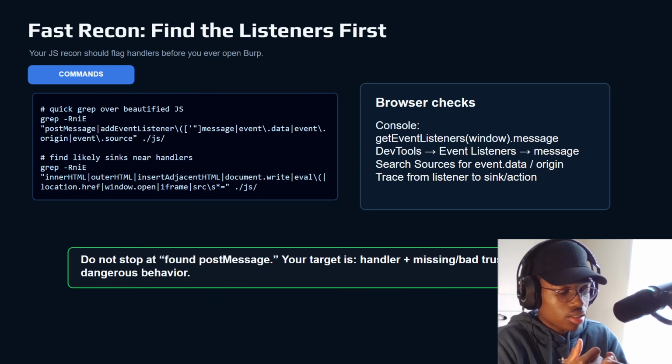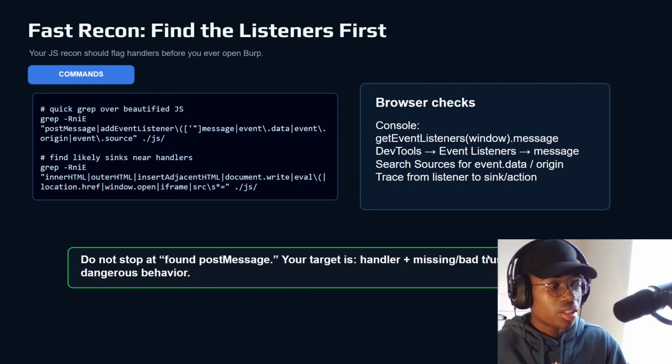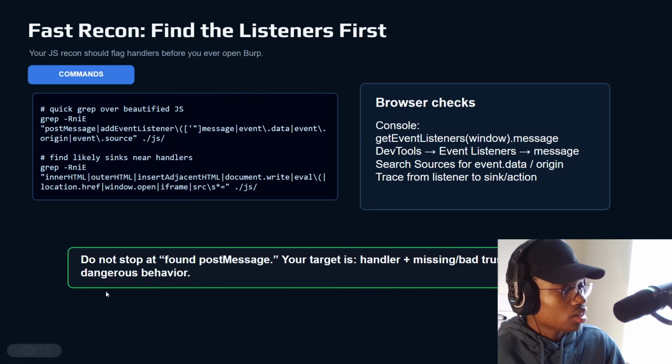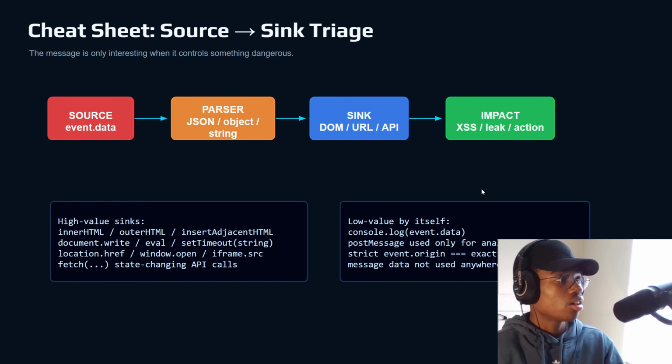I definitely will do it because I really do believe JavaScript is really good for a bug bounty hunter to be reading. But do not stop at "found postMessage." The target is handler plus missing bad trust check plus dangerous behavior. Okay, cheat sheet: source and sink triage. This message is only interesting when it controls something dangerous.